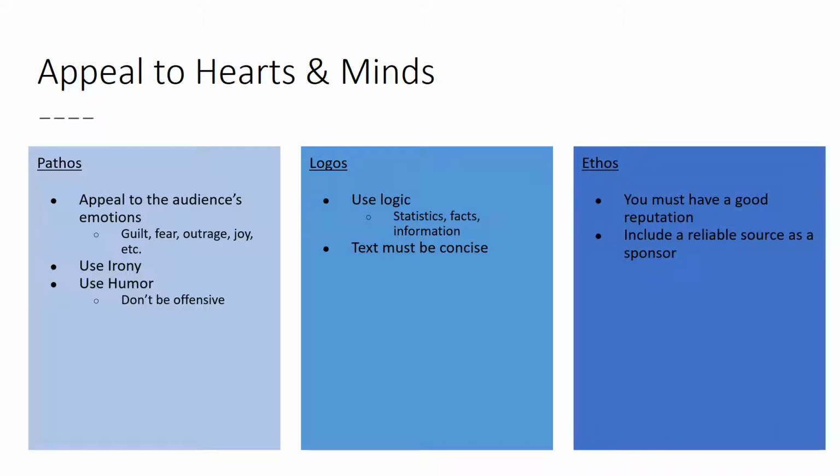And then the last thing you need is ethos. You need to have a good reputation, and the way you establish that is by including a reliable source as a sponsor. In this instance, the source is going to be the advocacy group's logo and contact information. That is how people will know that your PSA is actually a legitimate PSA.